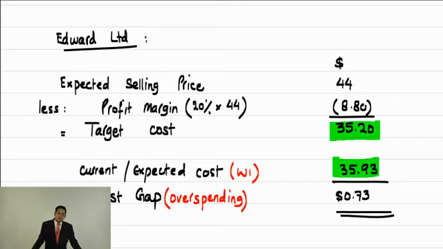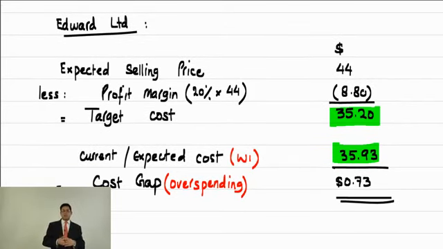So there may be a cost gap of 73 cents per unit. Chances are that we may spend 73 cents more than our budget, more than our target, and we should make every possible effort to reduce or close this cost gap, meaning we need to bring this overspending down to zero. If not more than zero, at least 73 cents per radio must be saved.